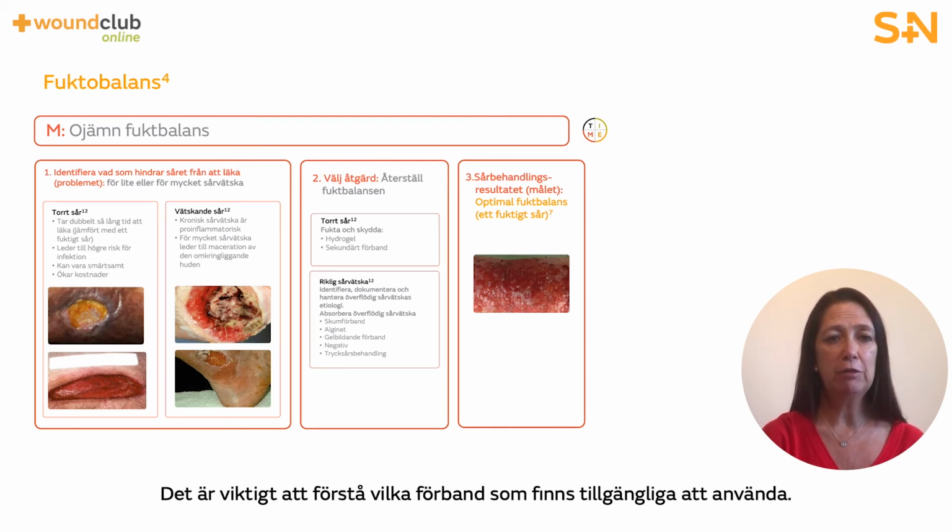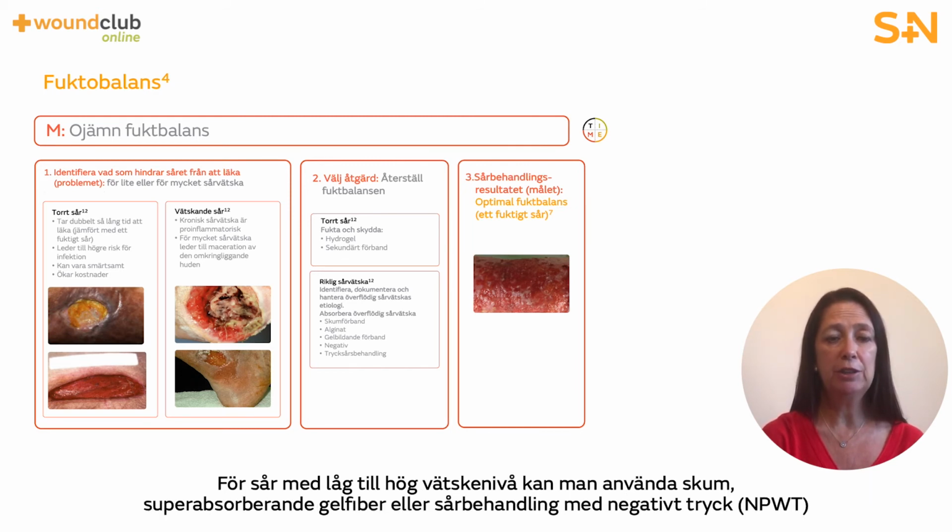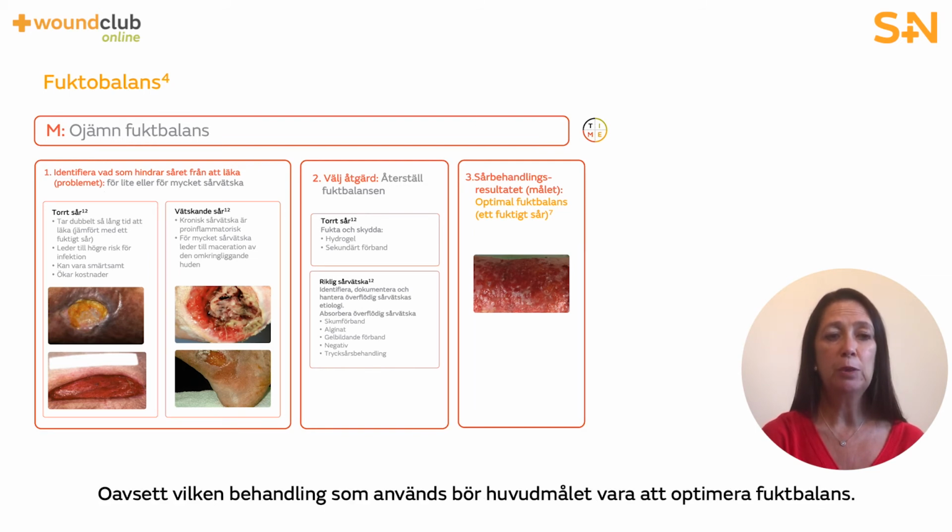Understanding what dressings are available for use is important. For a dry wound, a hydrogel or hydrocolloid product is appropriate. For low to high exuding wounds, an appropriate foam, superabsorbent gelling fibre or negative pressure wound therapy. Whatever the treatment, the main objective should be optimising moisture balance.